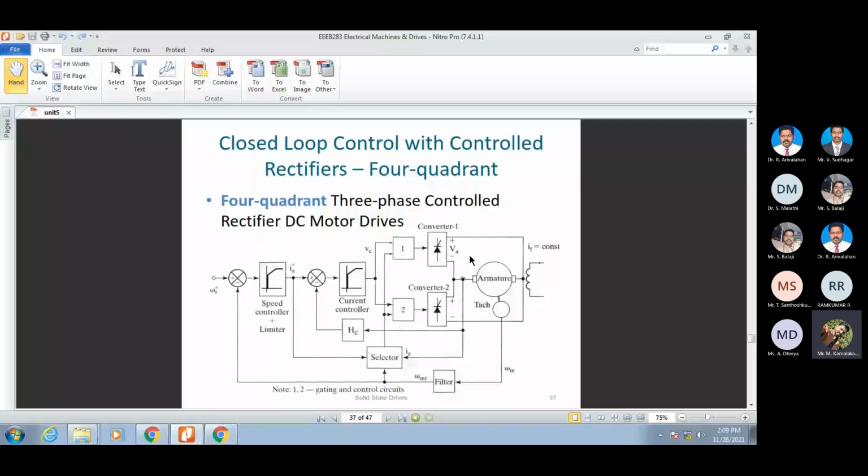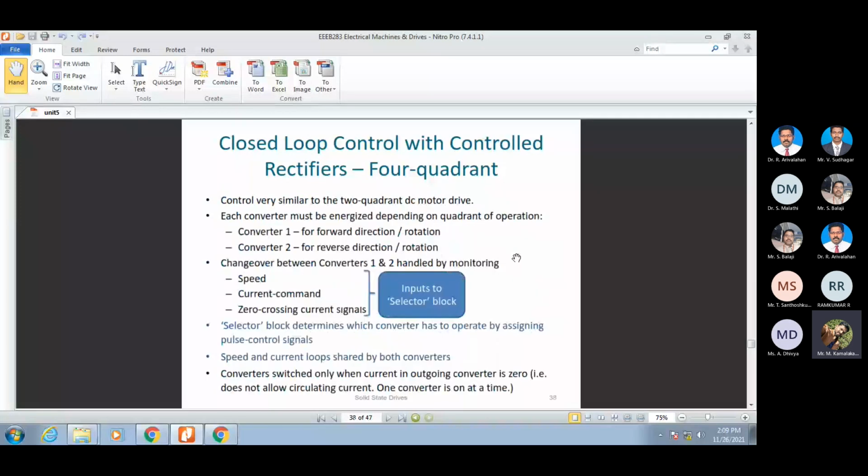Which block will select whether converter 1 or converter 2 has to work? That is well taken care of with the help of this selector block. This selector block will select whether converter 1 has to be selected, or converter 2 has to work at that particular instant, to achieve the rotation in either forward mode or backward mode. So that is the explanation given in this slide.